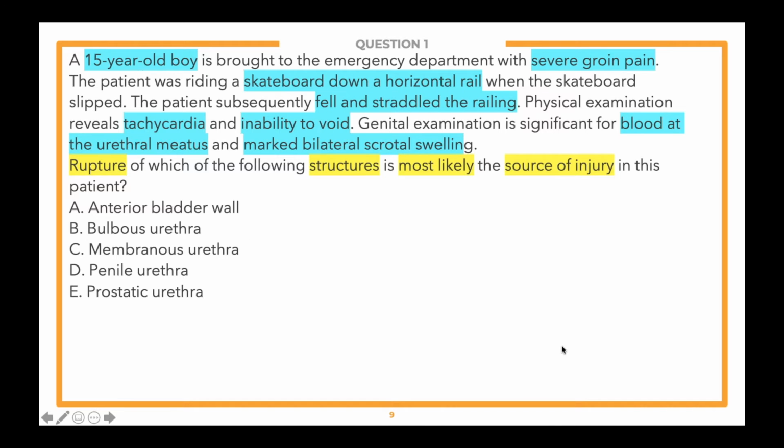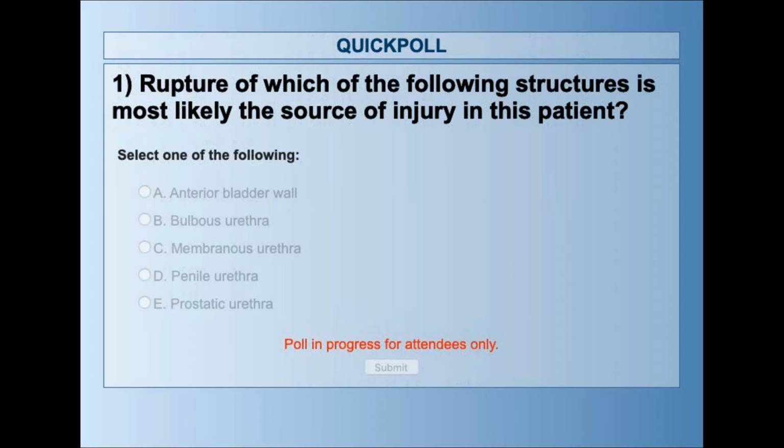Answer choice E, prostatic urethra. D, penile urethra. C, membranous urethra. B, bulbous urethra. And A, anterior bladder wall. So we're going to go ahead and open up the poll. Go ahead and select what you think is the best answer here, and we'll talk about it in just a few seconds.